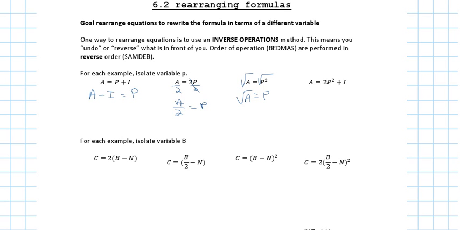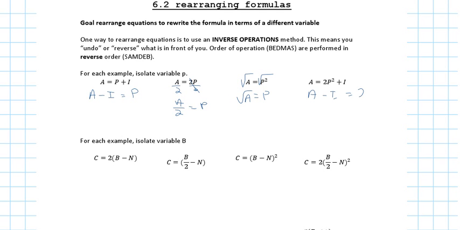Now for the next one, what do I have to move first? The I. The I, right? Because remember, BEDMAS, backward, right? So if I'm solving this, the last thing I'm going to do is add I. But in this case, when I'm isolating, the first thing I'm going to isolate is I. Anyone doesn't know what I'm saying? We're okay? So it's A minus I equals 2P squared.